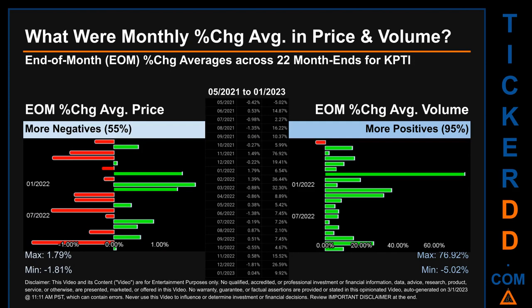In terms of volume, 21 out of 22 month ends had a positive percentage change. That is 95% of month ends saw a positive percentage change in average volume. Price saw an end-of-month max of 1.79% in average percentage change along with a minimum of minus 1.81%. For volume, the maximum and the minimum monthly percentage change were respectively 76.92% and minus 5.02%.